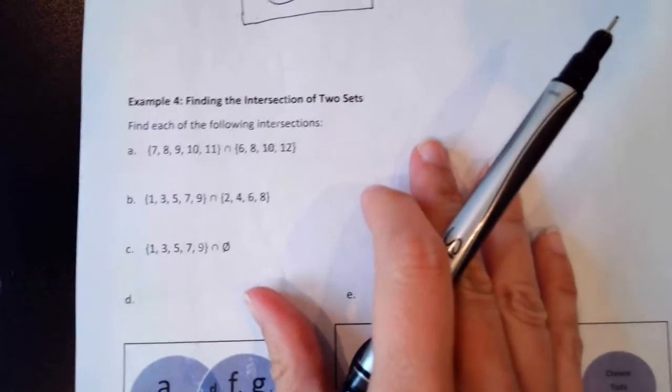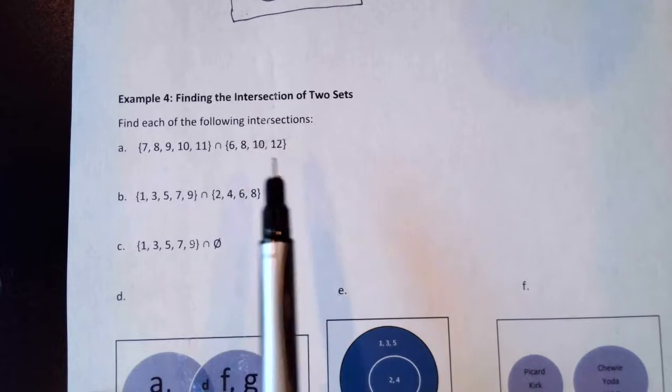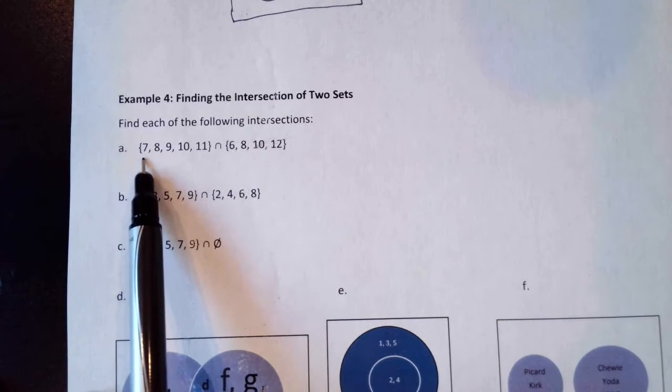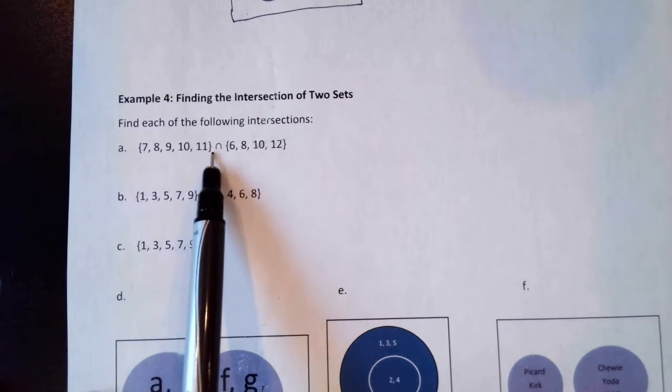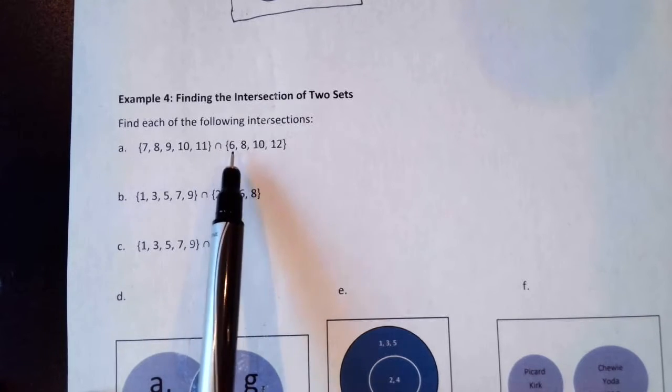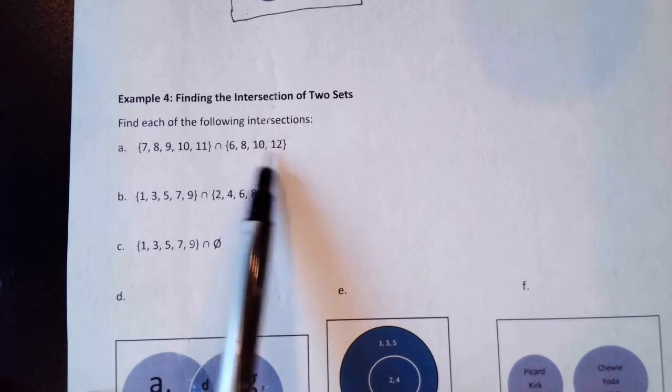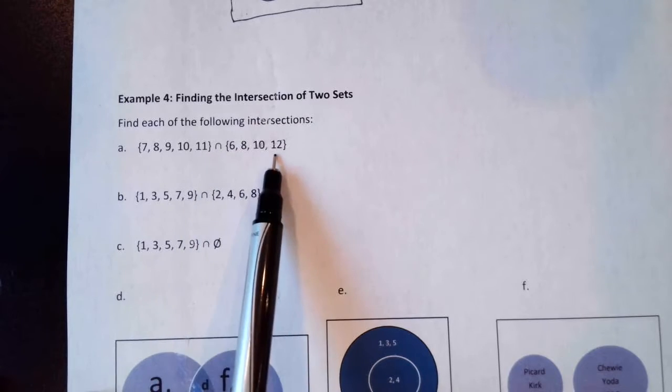So let's find the intersection of two sets. These don't have pictures, but later on we will. If my first set is 7, 8, 9, 10, 11, and I want to find the intersection with 6, 8, 10, and 12, I just need to know which numbers are sitting here and also sitting here.